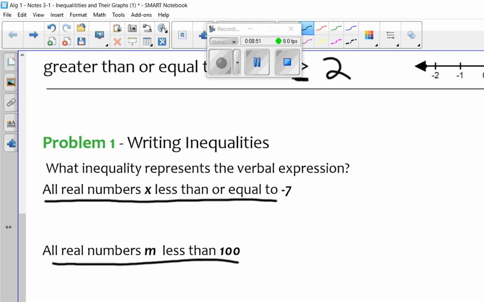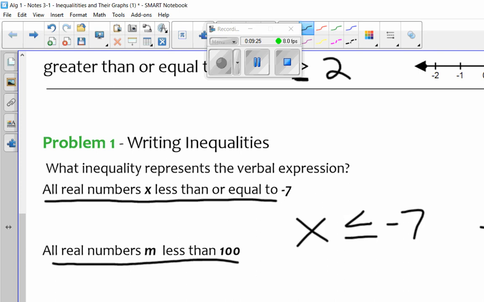Over the numbers x means that I have a variable of x. And it's less than or equal to -7. So less than or equal to, remember less than points to the left and the little equal thing underneath it, and my value is -7. So, just taking what the words are and putting it into an expression.